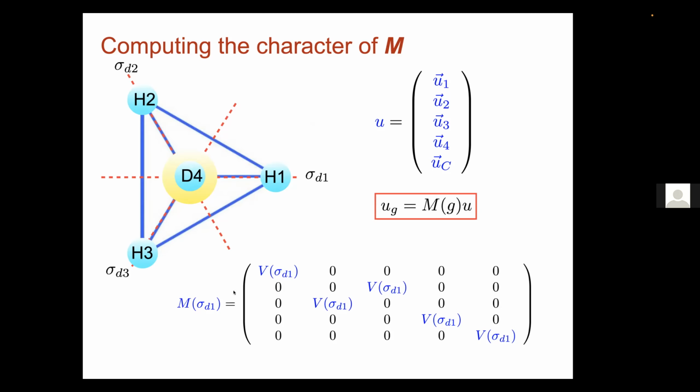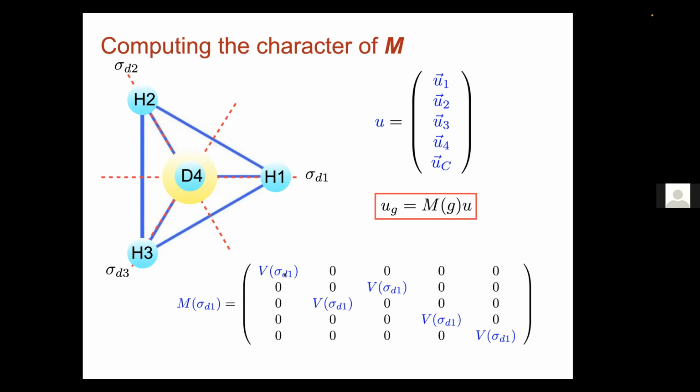So what is the trace of this matrix? Well, if I take the diagonal, the trace is going to be the trace of V, the vector representation, which I know how to compute, times 3. Why? Because there are 3 blocks in the diagonal. And why are there 3 blocks in the diagonal? Because there are only 3 invariant atoms. Under this mirror symmetry, only this, and this stay the same. So you see that the character for M, I mean the trace of M for this element, is just 3 times the trace of V for that element.